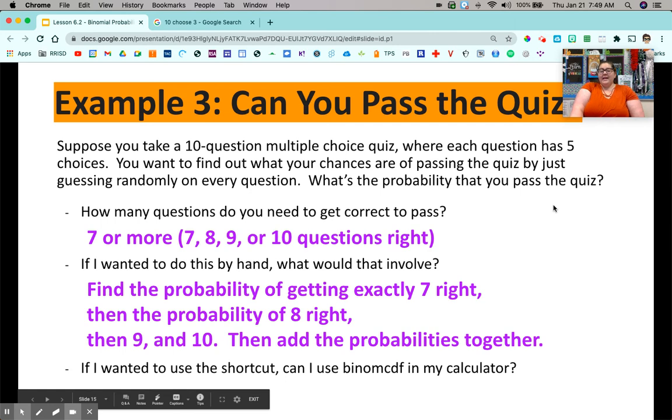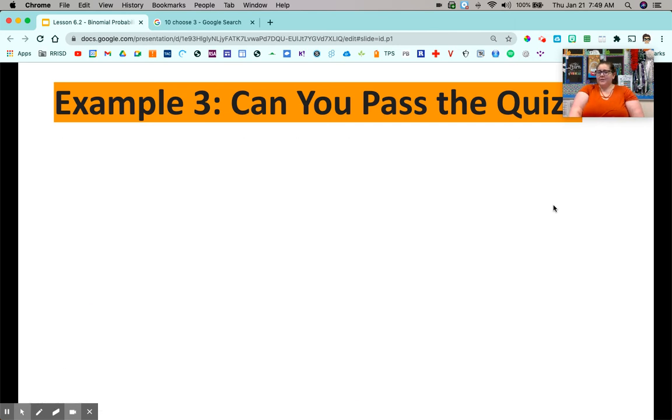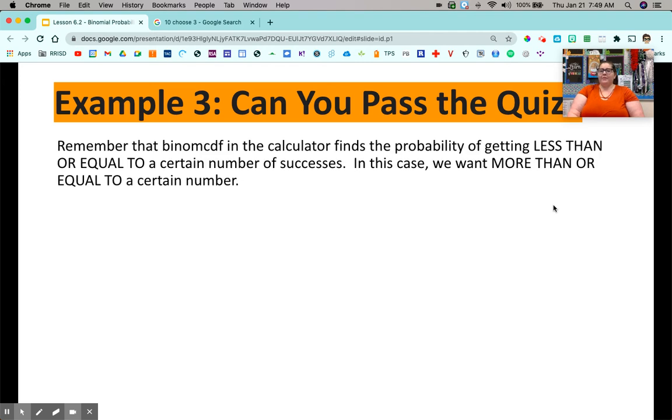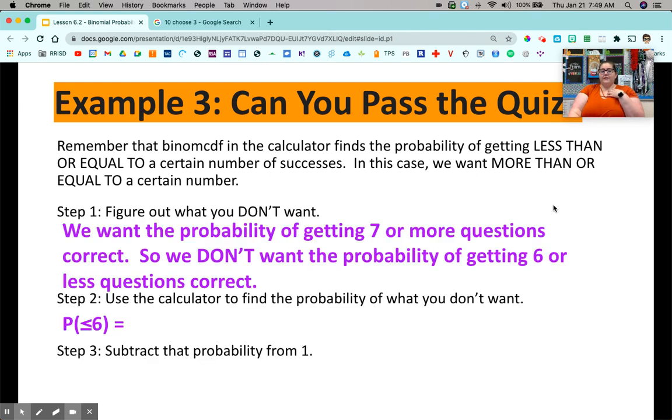Can I use binom CDF? Kind of, but we kind of have to work backwards or think backwards. Remember that binom CDF, cumulative, is less than or equal to a certain number of successes. In this case, I want more than. And there is a way to work around it, which I'm going to leave on the screen for a second. But to be honest, it's something that we don't necessarily want to have to do it this way.